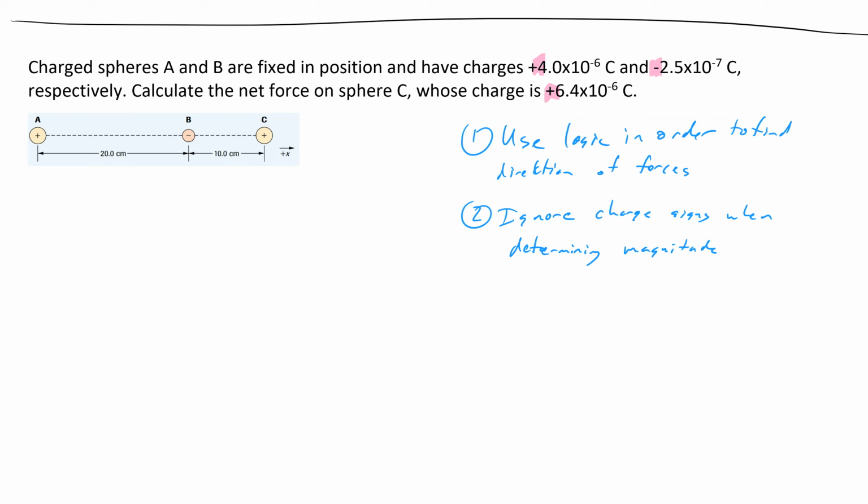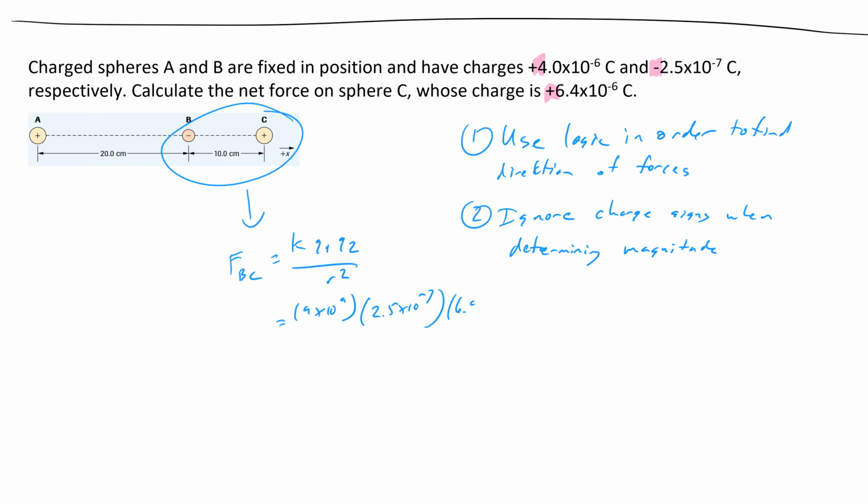So now that I have these two rules in mind, I've got to answer two parts. First thing I'm going to do is the calculations for my attraction right here. So this is the force between B and C, which is going to be k Q1 Q2 over r squared. I can look these numbers up because they're written in the question. So I'm going to go 9 times 10 to the 9, I have 2.5 times 10 to the negative 7 and 6.4 times 10 to the negative 6.